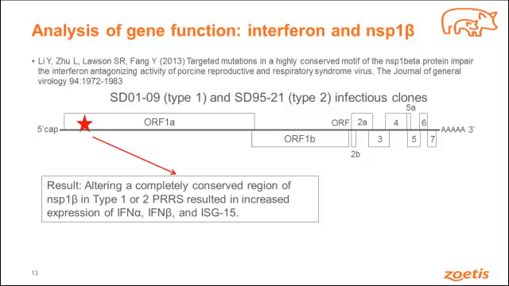So a lot of PRRS genes have more than one function. NSP1 beta is known to antagonize interferon induction, right? There's a very conserved, totally conserved, in both genotypes, sequence of amino acids in NSP1 beta. And the question was, if you knock that out, what happens? And the answer is, if you knock it out in either infectious clone, you get more expression of interferon alpha, interferon beta, and interferon-stimulated gene 15. In other words, you eliminate that function of the gene, which is to antagonize interferon induction.